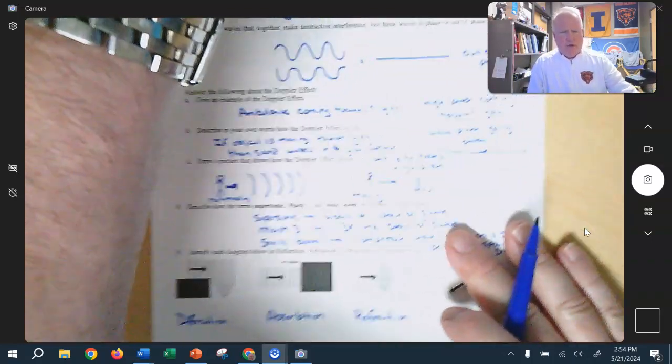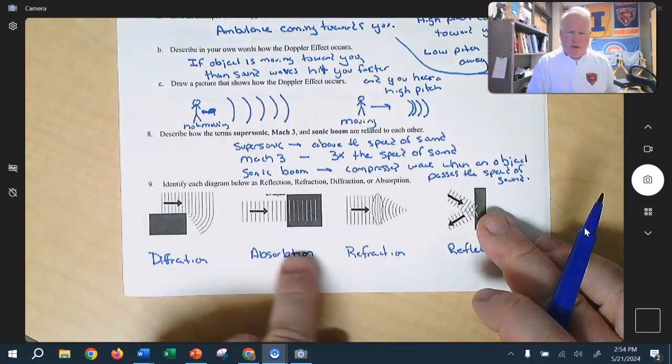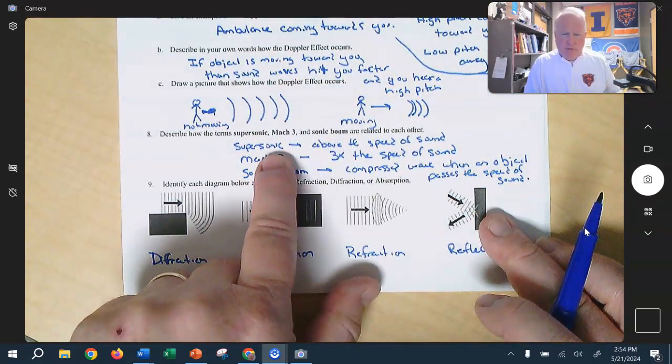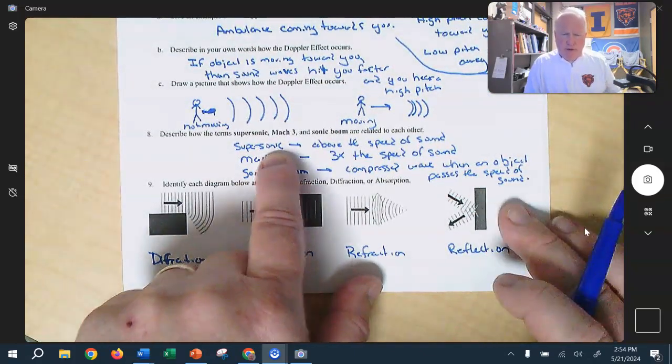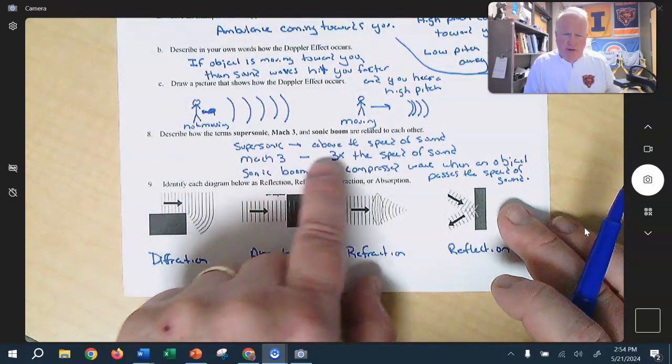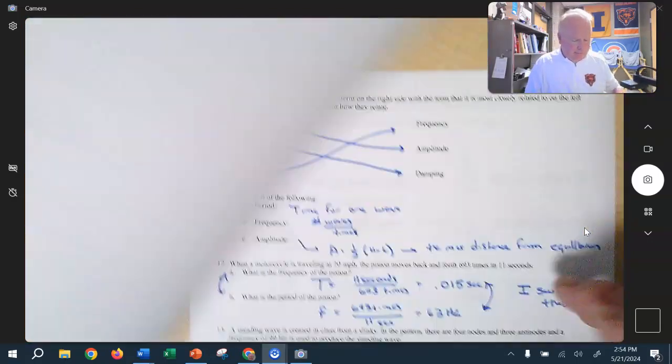All right. These are all really very simple. You guys can write these down. Supersonic is above the speed of sound, Mach 3 is 3 times the speed of sound, and a sonic boom is that pressure wave that we looked at.